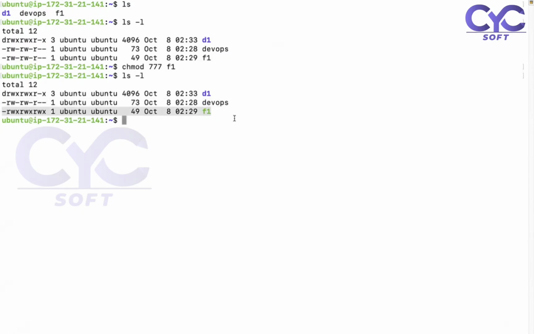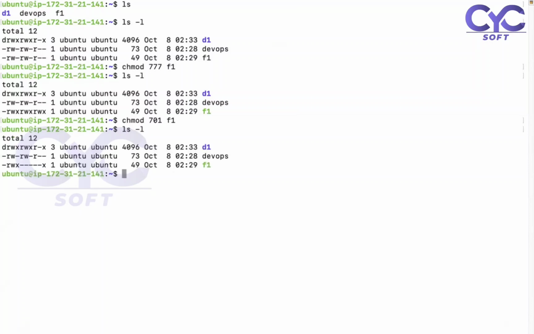Okay. So this is what we do with file permissions, guys. Now I can go with one more example, change mode 701. What is meant by 701? 7 is all permissions for the owner. 0 means we don't have any permissions for the group, and 1 means we have only execute permission for others, of F1. If I run ls -l, see here, the owner has all permissions, 0 stands for no permissions in the group, and 1 stands for only execute permission.